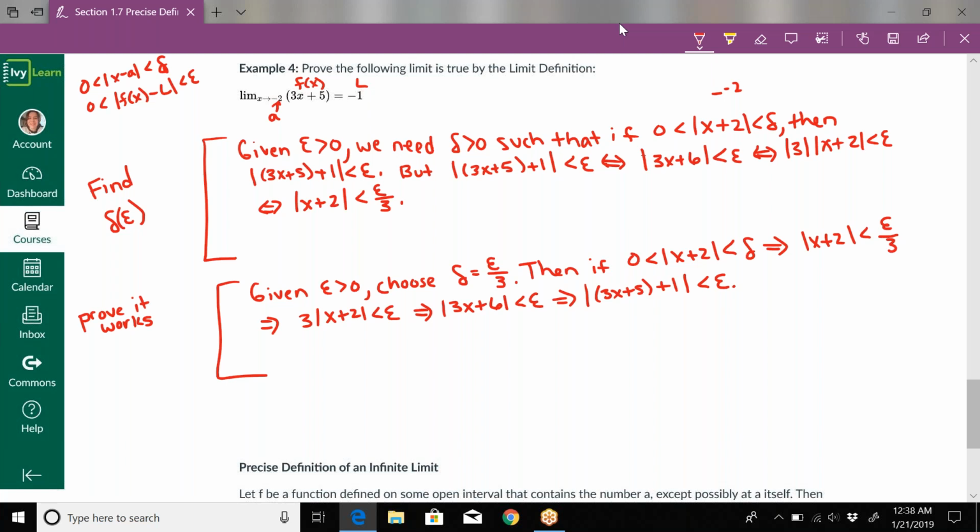So the final thing you do in any proof is you restate what you were doing and say, hey, I did it. So thus the limit as x approaches -2 of 3x + 5 equals -1 is true by the limit definition, or the definition of a limit, however you want to write that.